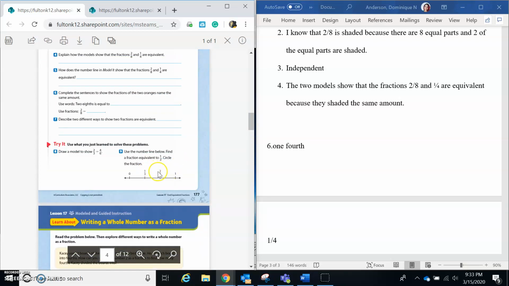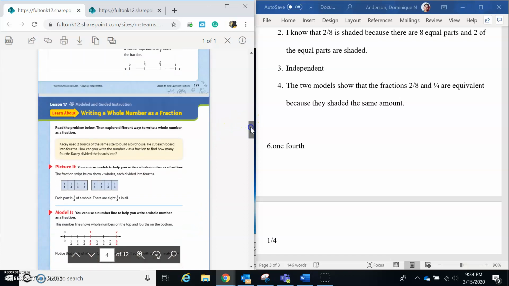They labeled 1/3. I'm sorry, use the number line below. Find a fraction equivalent to 1/3, circle the fraction. So you're going to have to think about this. Use this to help you. So they did thirds, so you might want to try 6ths to help you, and then circle what number would be equivalent to 1/3. Go ahead and give it a try.